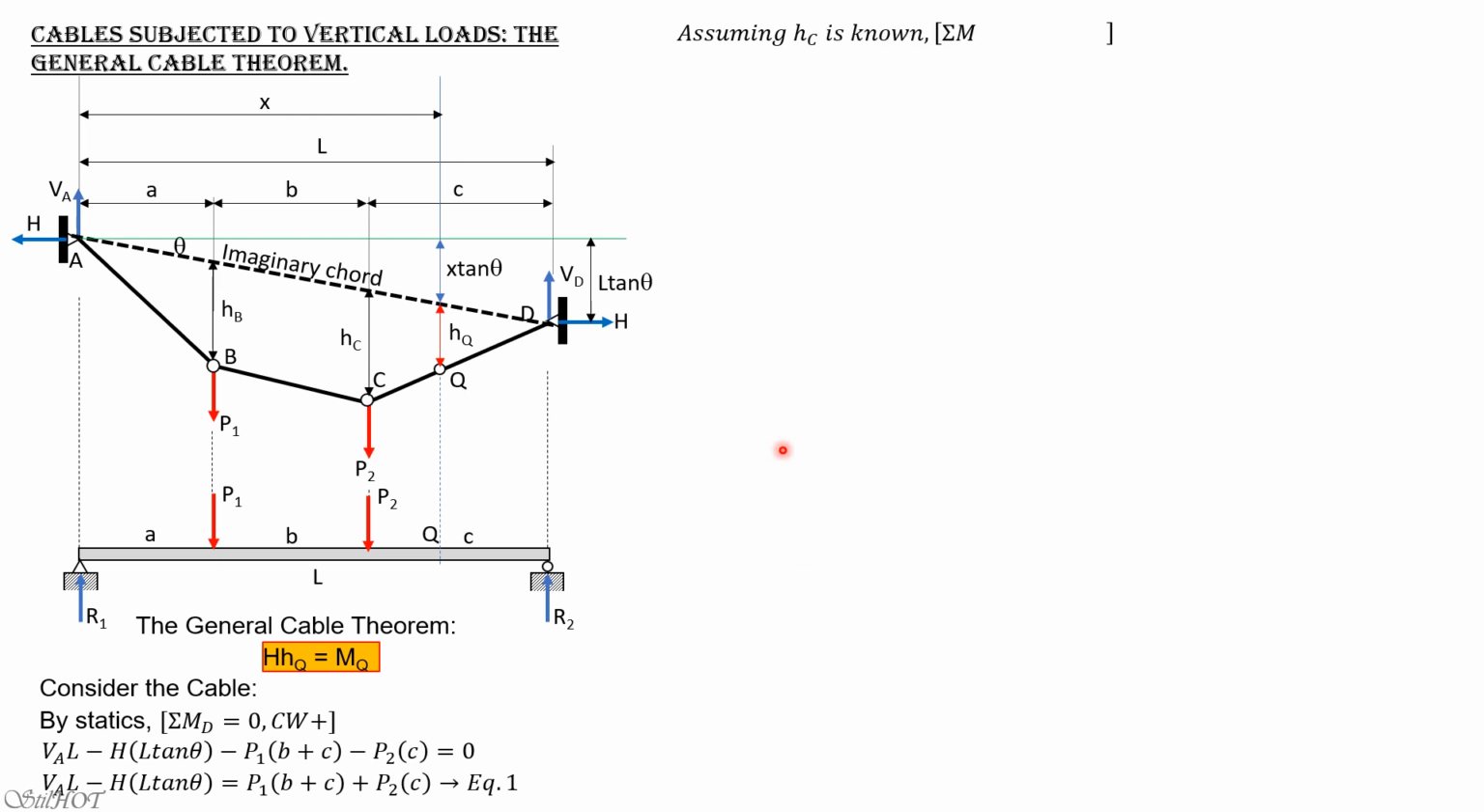Assuming H sub C is known, summation of moment about C equals 0, clockwise positive, considering forces left of C. Then we can set up another equation: V sub A times (A plus B) minus H times (A plus B) times tangent theta equals P1 times B plus C.